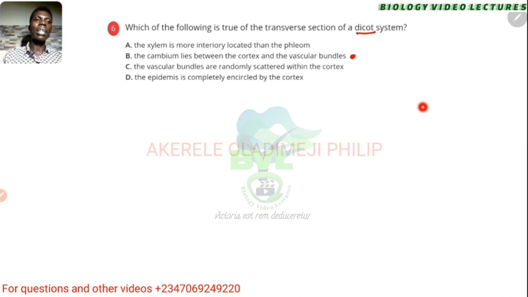Now, the vascular bundles are randomly scattered within the cortex. Well, that is actually for monocots, so that doesn't even apply to dicots in any way. The epidermis is completely encircled by cortex. Well, that is false, really. The epidermis is outside in the stem, and for the roots, it is the peripheral layer, so that doesn't really apply. So the answer to this question is: cambium is between the cortex and vascular bundles.